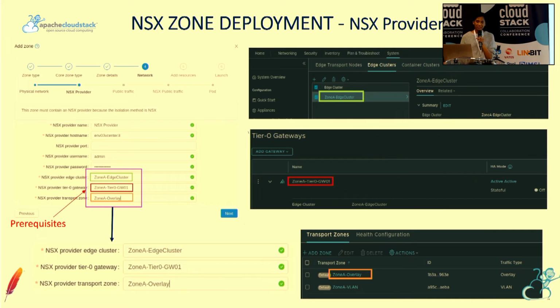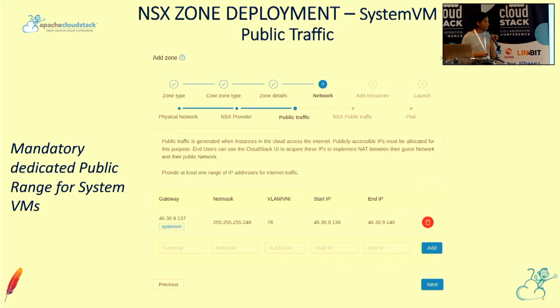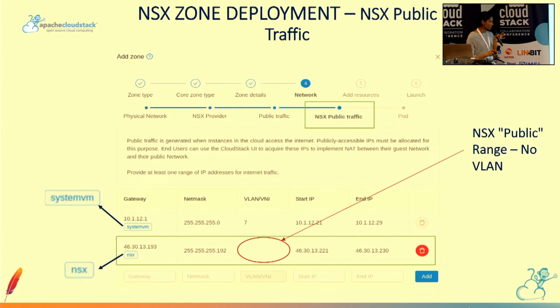Since we selected NSX as the isolation mode, we now have to specify the NSX controller details. All the details highlighted here in the pretty colors are prerequisites, and these need to be created much before you start, outside the context of CloudStack. Moving further, we now have two separate public IP ranges, one that's VLAN-based, solely dedicated for system VMs, and the other solely dedicated for NSX.